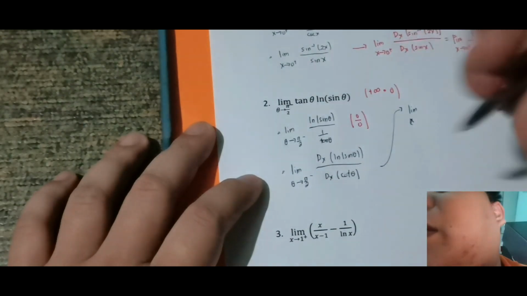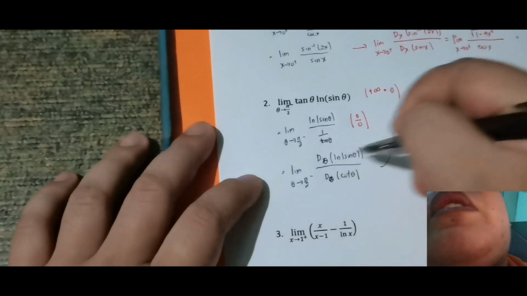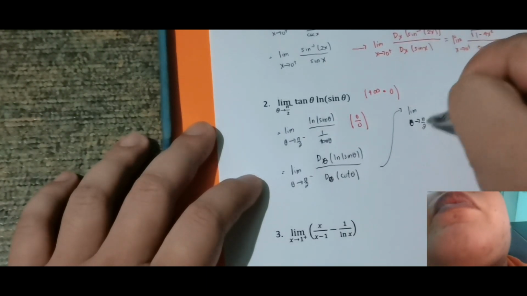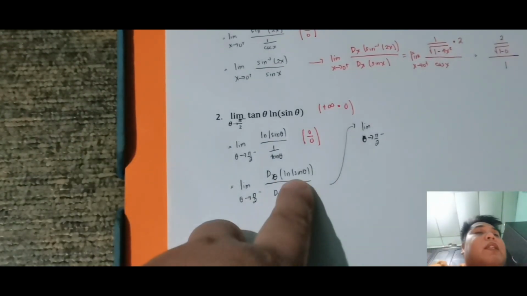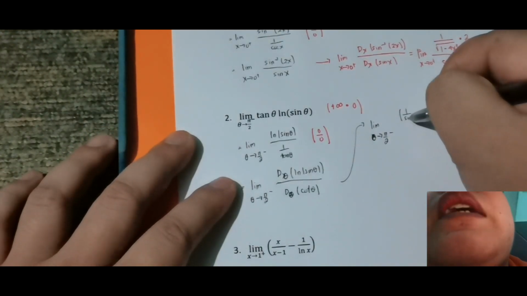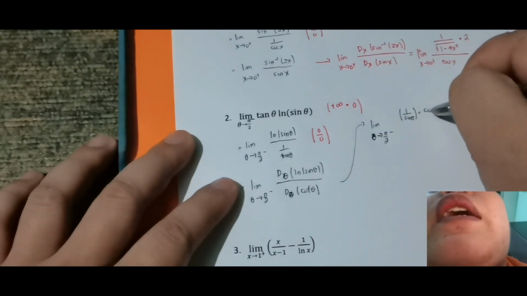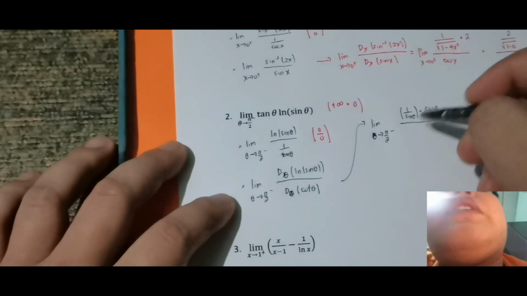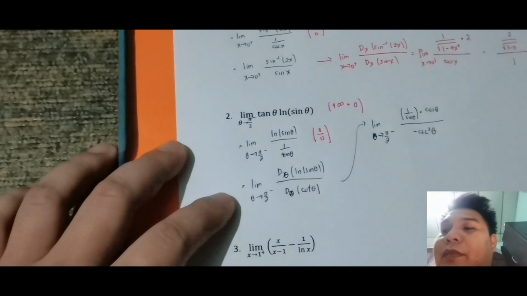So this is just equals sa limit as theta approaches pi over 2 from the left, derivative with respect sa theta. Derivative ng ln sin theta is 1 over sin theta times derivative ng sin theta, which is cosine theta, all over derivative ng cotangent theta, which is negative cosecant squared theta.